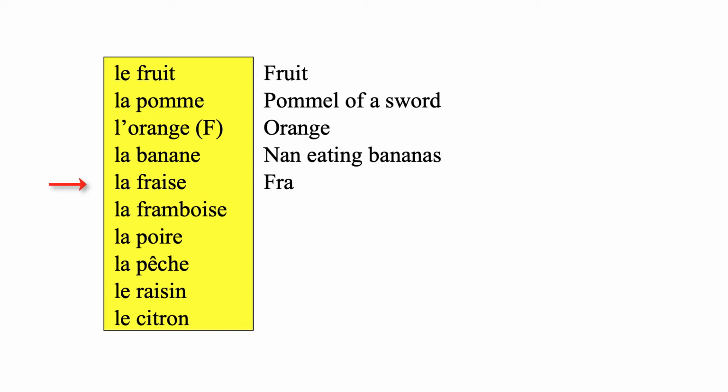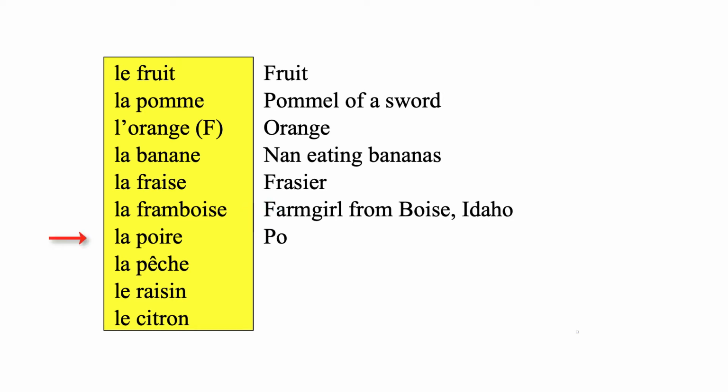For fraise, I think of the show Frasier. For framboise, I think of a farm girl from Boise, Idaho. Perhaps she's blowing raspberries. For poire, I think of the Agatha Christie character Poirot, who was himself rather pear-shaped in the TV series. For pêche, this sounds like the start of pêchoirie nan, so I'll think of pêchoirie nan stuffed with peaches. For raisin, I'm going to use raisins, which are just dried grapes.